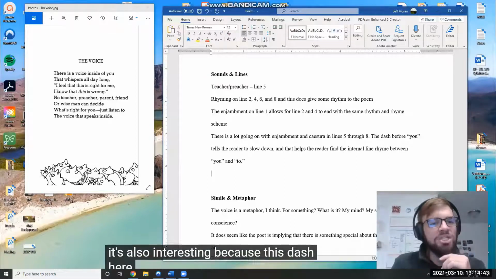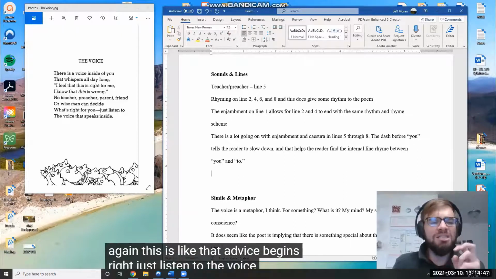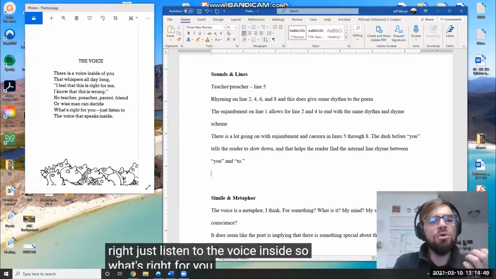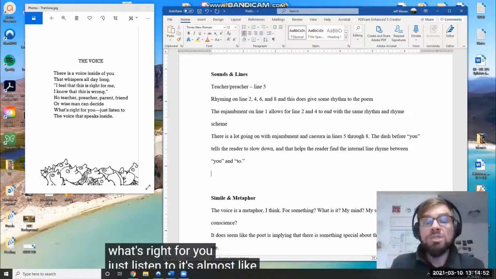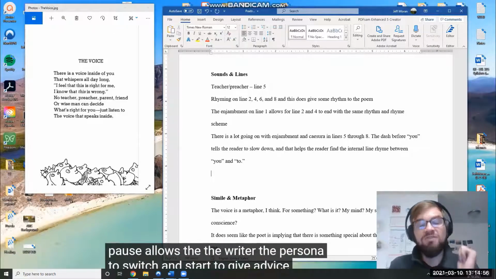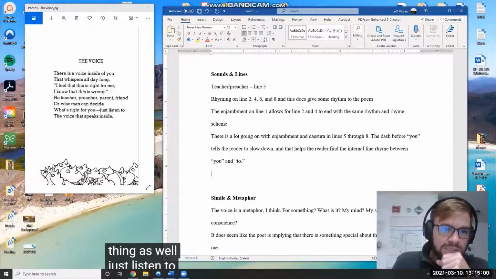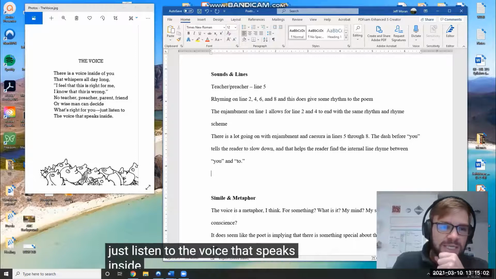It's also interesting because this dash, this caesura, is where the advice begins. Just listen to the voice inside. So what's right for you? Just listen to. It's almost like that pause allows the writer, the persona, to switch and start to give advice to the listener. And that's a different thing as well. Just listen to the voice that speaks inside.